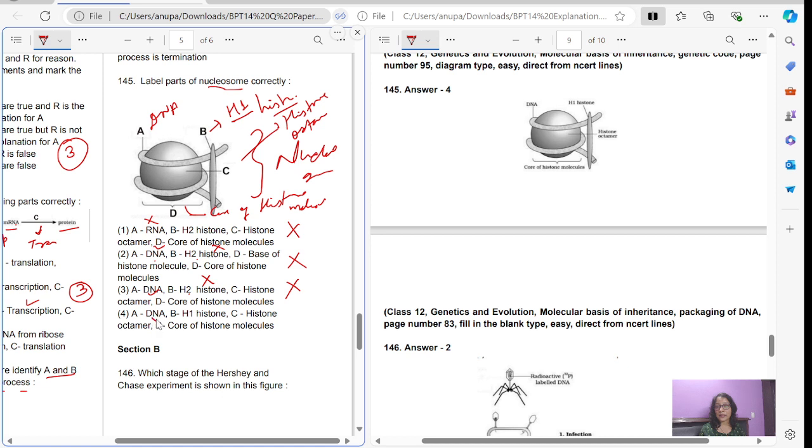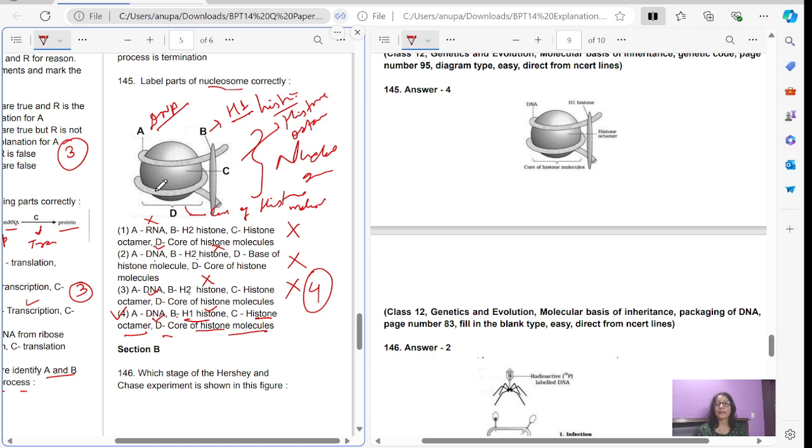Now let's see the fourth option. Here A represents DNA. This is right. B represents H1 histone. This is correct. This is the histone protein. C represents histone octamer. This is also right. And D represents the core of histone molecule. This is also right. So the answer of this question will be option number 4.